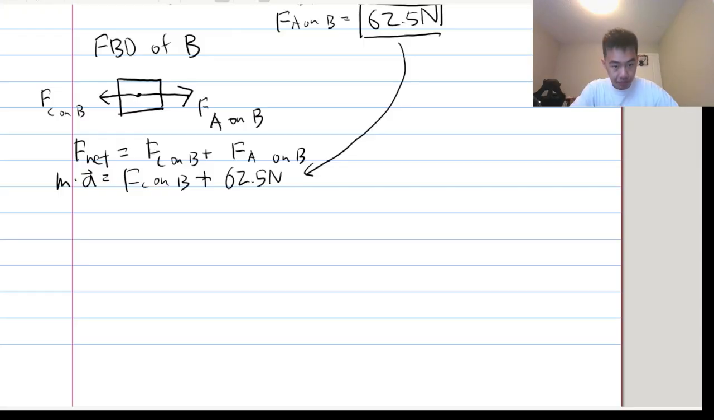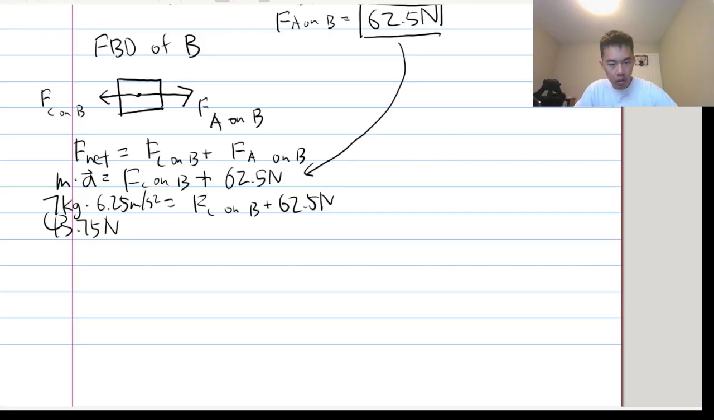Now for the net force, we know that it's 7 kilograms times the acceleration of 6.25 meters per second squared, is equal to F C on B plus 62.5 newtons. Now, let's whip out the calculator and we get that 7 times 6.25 is equal to 43.75 newtons. Now, minusing 62.5, we're bringing 62.5 newtons to the other side.